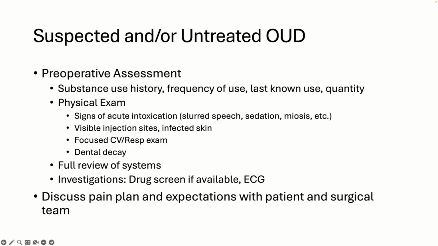In terms of investigations, not a whole lot, but if available, for example, somebody who presents acutely in the trauma bay or coming from the emergency room, a drug screen can sometimes be helpful. It can just clarify a specific drug sometimes, but it's not necessarily recommended to order one all the time. Again, an ECG is useful, especially to screen for QT prolongation, especially if methadone exposure is suspected. Finally, it's important to discuss the pain plan and expectations early with all of these patients, as well as with the surgical team.